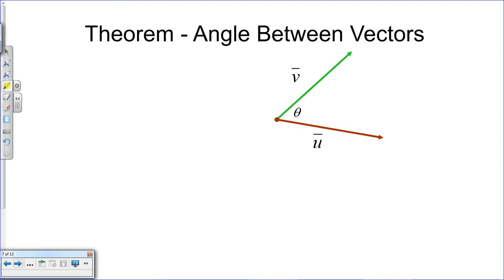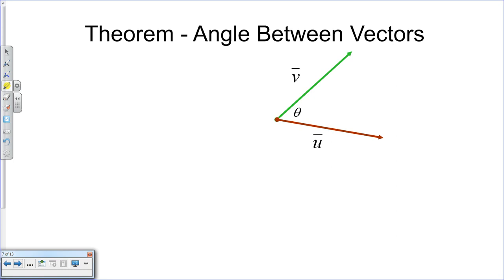Okay, so let's talk about a theorem for finding the angle between vectors. Now this is useful because vectors are all about magnitude and direction. So being able to talk about how two vectors are related in direction is very useful in physics and other sciences.